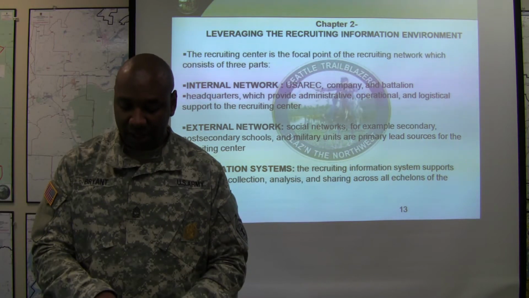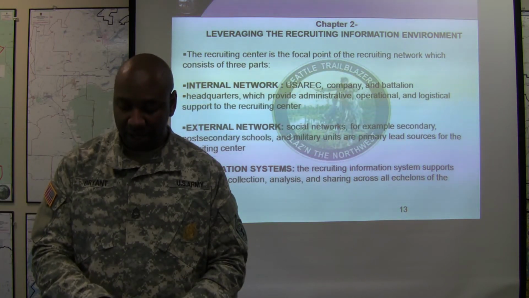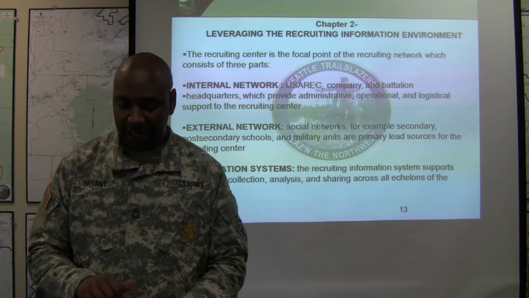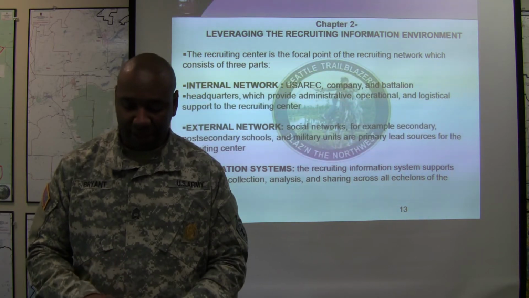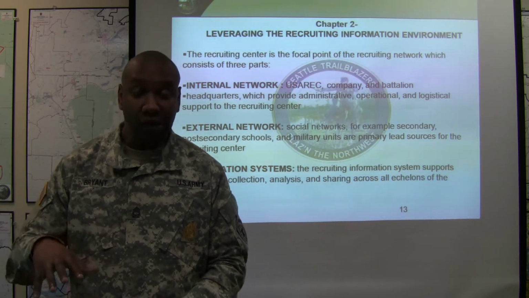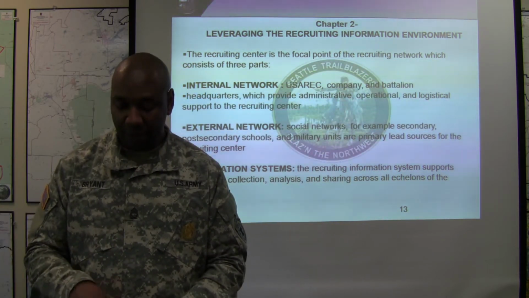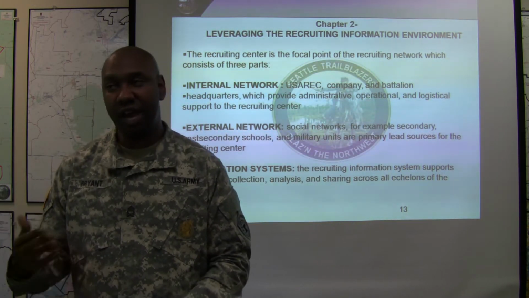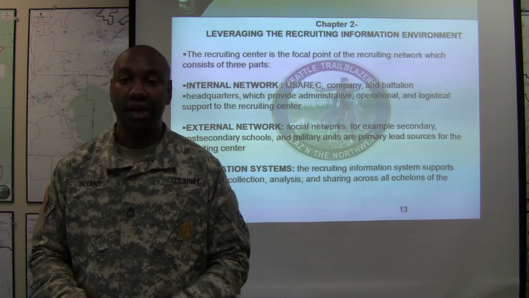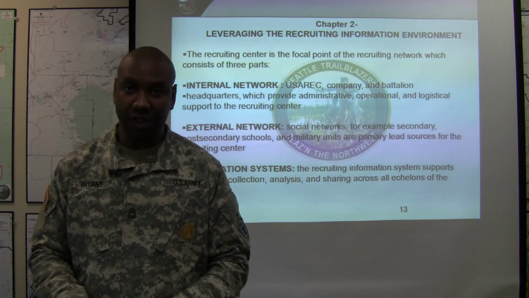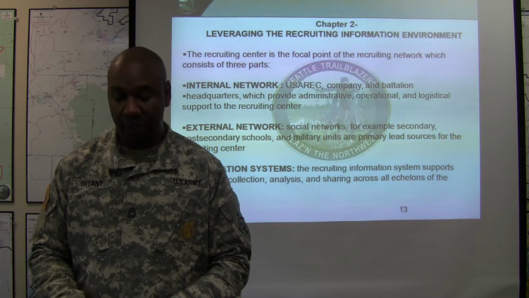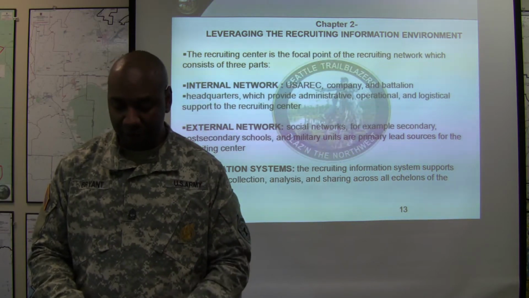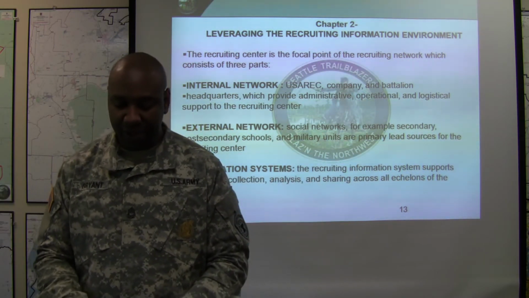The next one is the external network: social networks, secondary and post-secondary schools, local units. These are primary lead sources for the recruiting center. These are assets that you can use. You have to foster relationships out there in the community to get them to help with the recruiting efforts. And then there are the information systems.